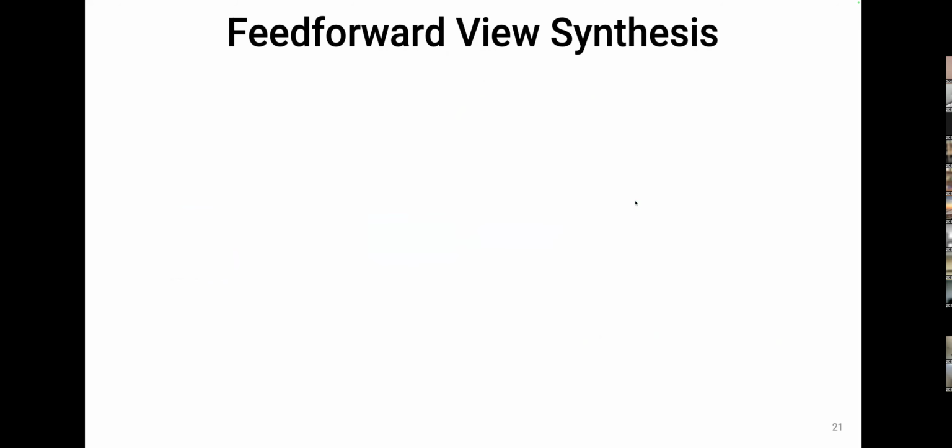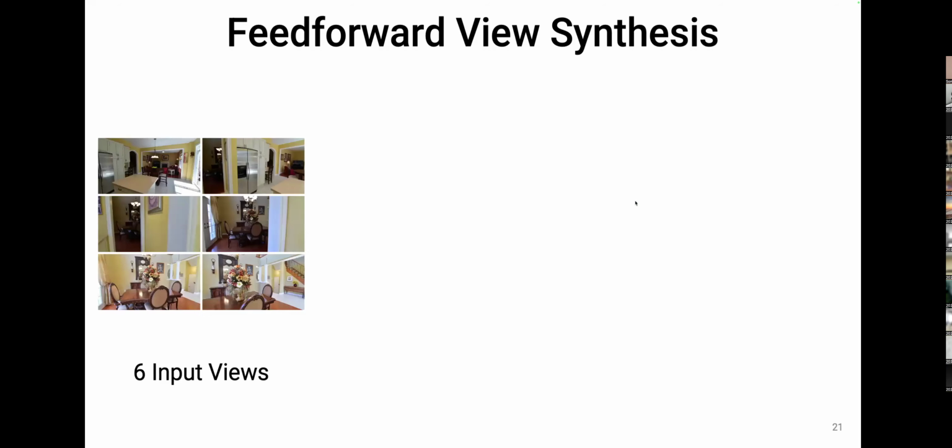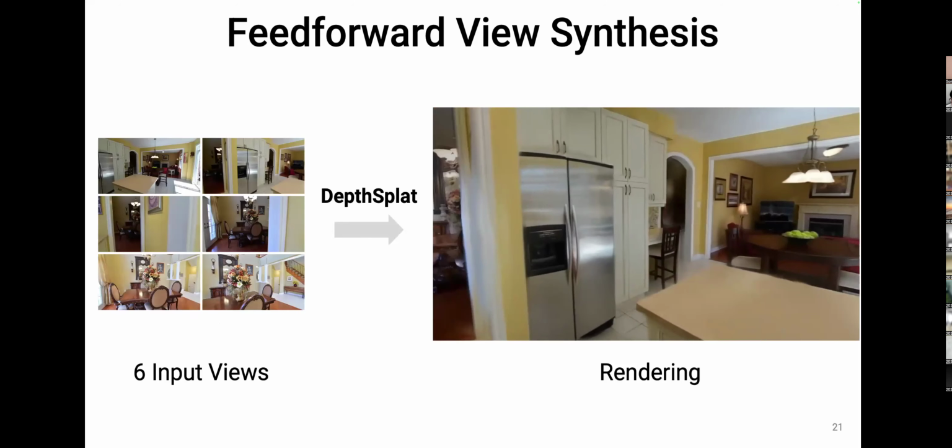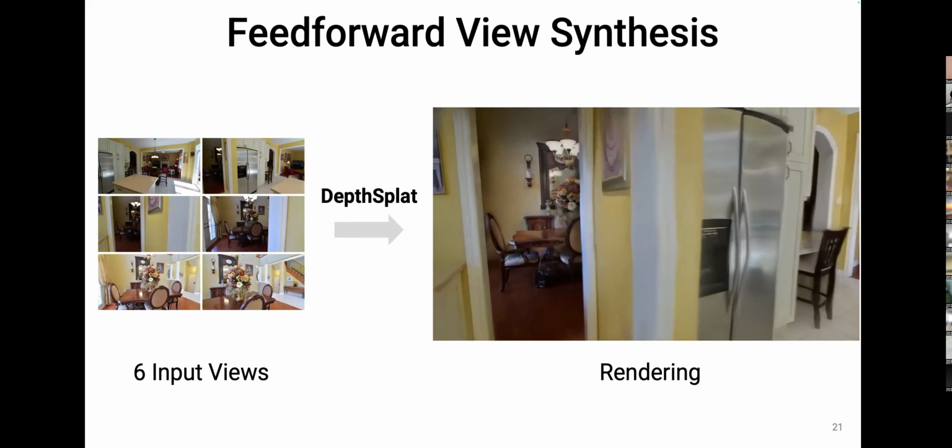That's the pipeline. It's very simple, as you saw. One thing we can do is feed-forward view synthesis. Assume you give these 6 input views in a room. You can see they are spread everywhere in the room, so it's very sparse. And with DepthSplat, you can get something like this, which is very cool.